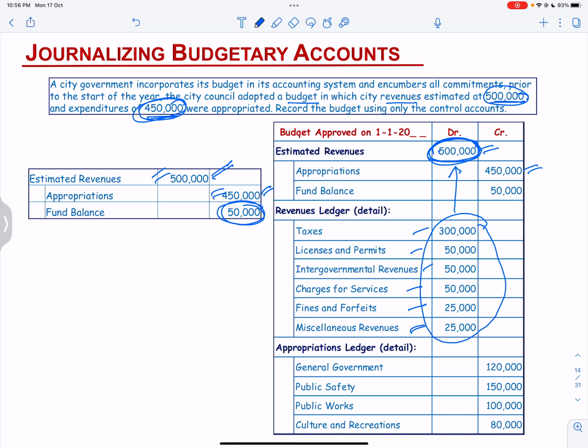Then this revenue is going to be spent on general government, where the maximum amount to be appropriated is 120, for public safety 150, public works 100, and culture and recreation 80. And once again, you can see that the total of these appropriation accounts must be equal to the total appropriation.